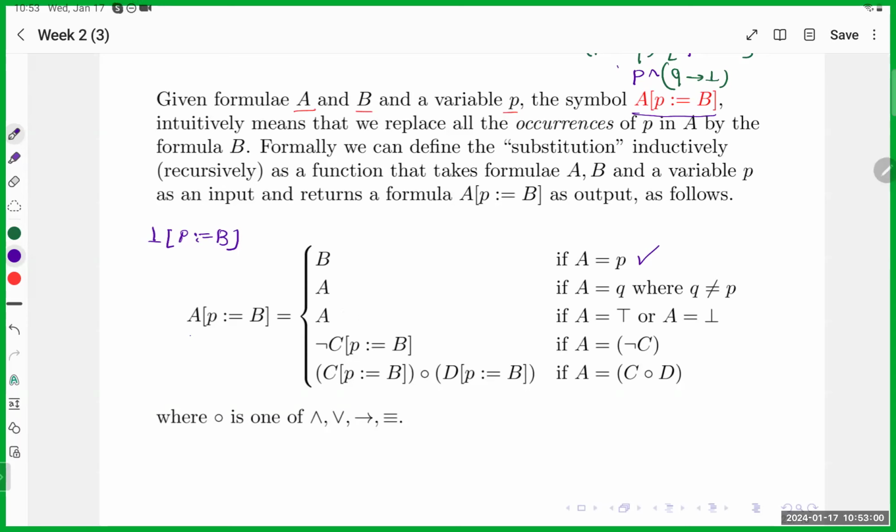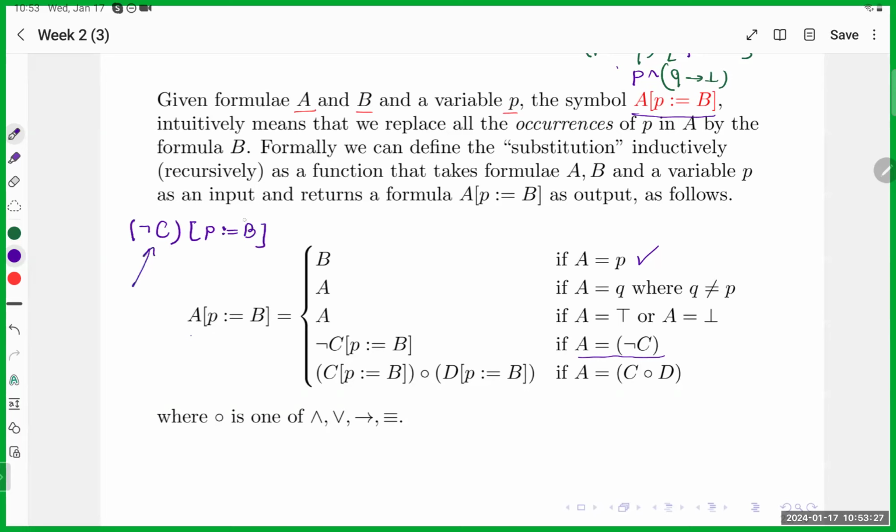Now, since this is a recursive definition, suppose we have defined the substitution for the formula C, and A is the negation of C. We want to define the substitution of P with B in the negation of C, assuming that the substitution is defined for C. You can easily verify that this is the negation of the substitution done in C. So by definition, it is the negation of C with P substituted by B.